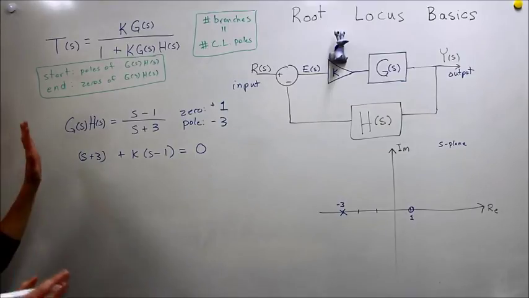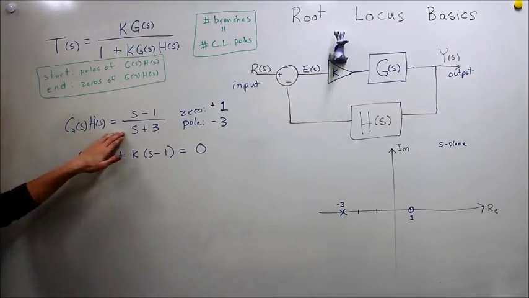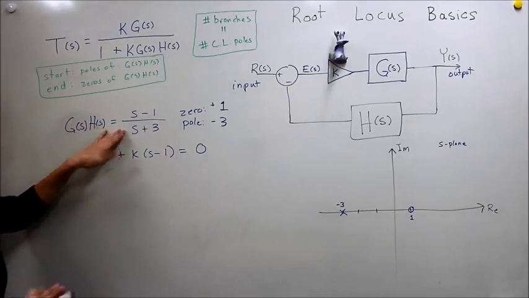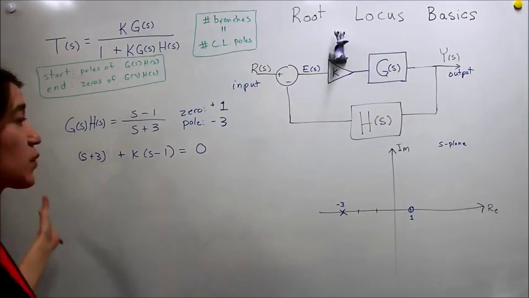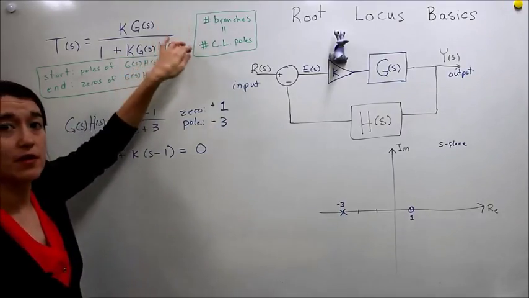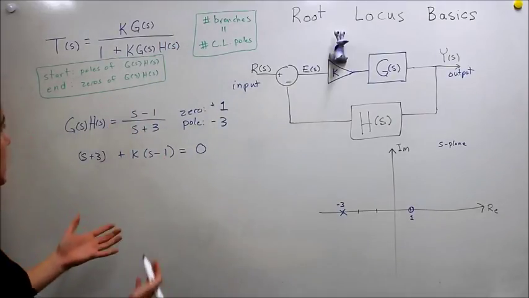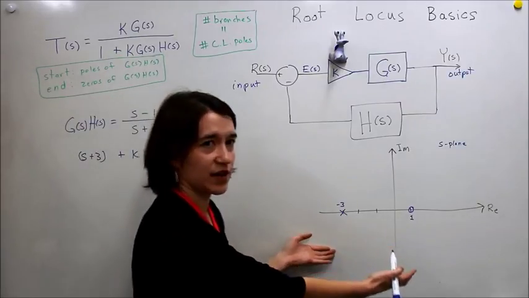Note, most of the time we are dealing with proper functions, so usually the numerator will be the same magnitude as the denominator, but if you're not sure, you can always go through this and check. Here we have just one closed loop pole, so we'll have one branch. We've followed these rules, looks great, and we've drawn this on our S-plane.